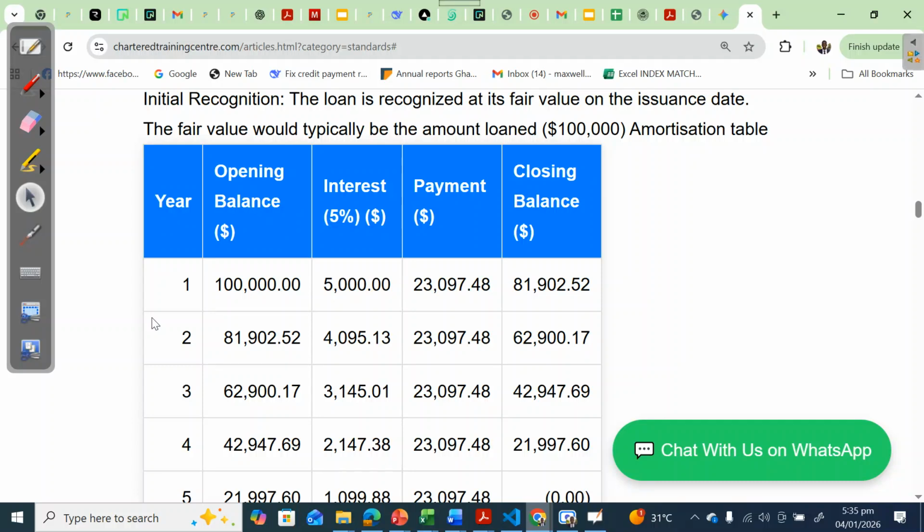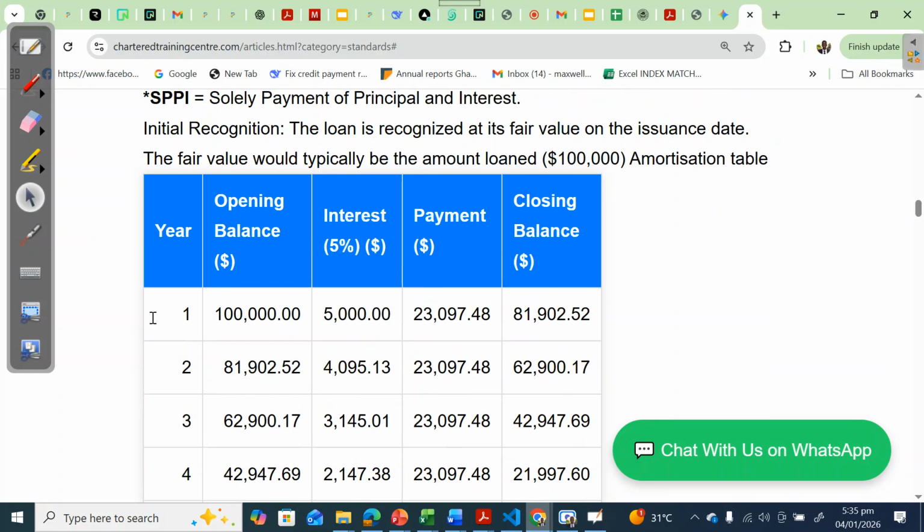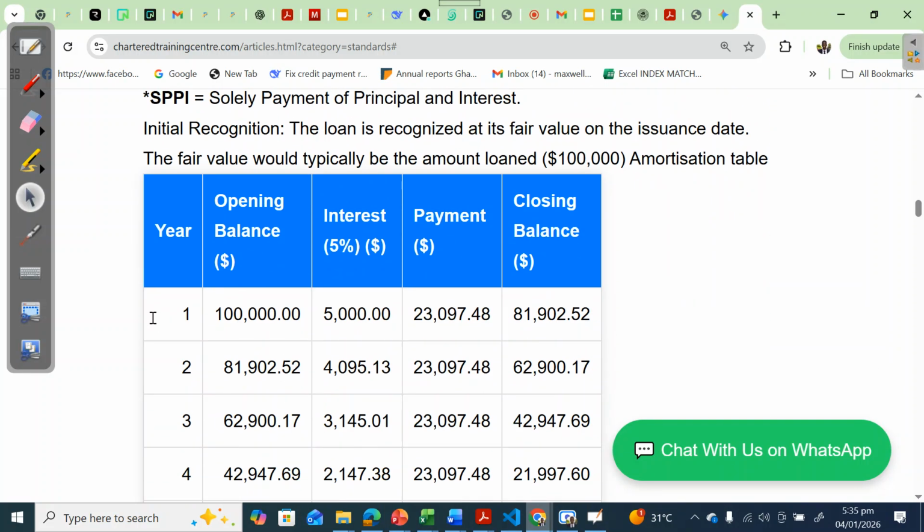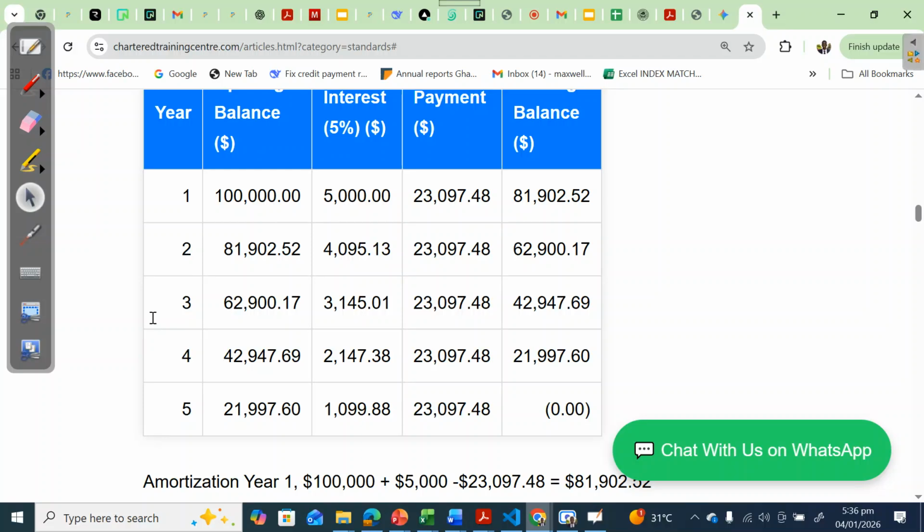So this is the amortization table. It's for 5 years, so we have to prepare an amortization table. At the end of the 5 years, the balance will be zero, because at the end of 5 years we would have received all the principal and all the interest. So there will not be any balance left for us.